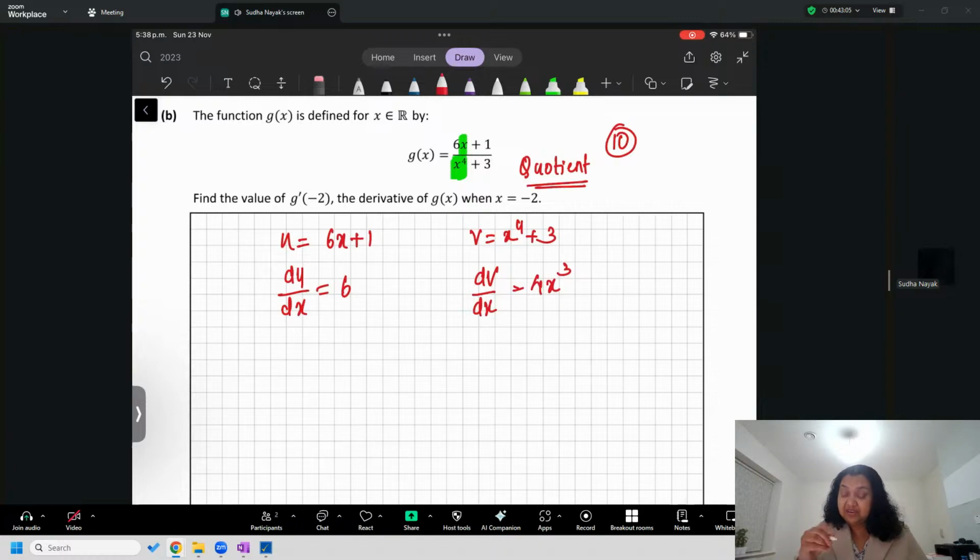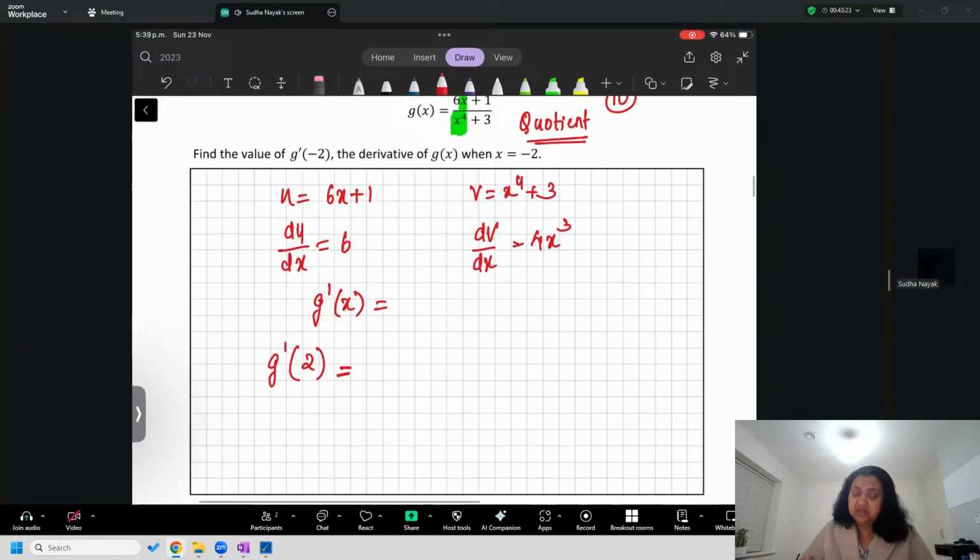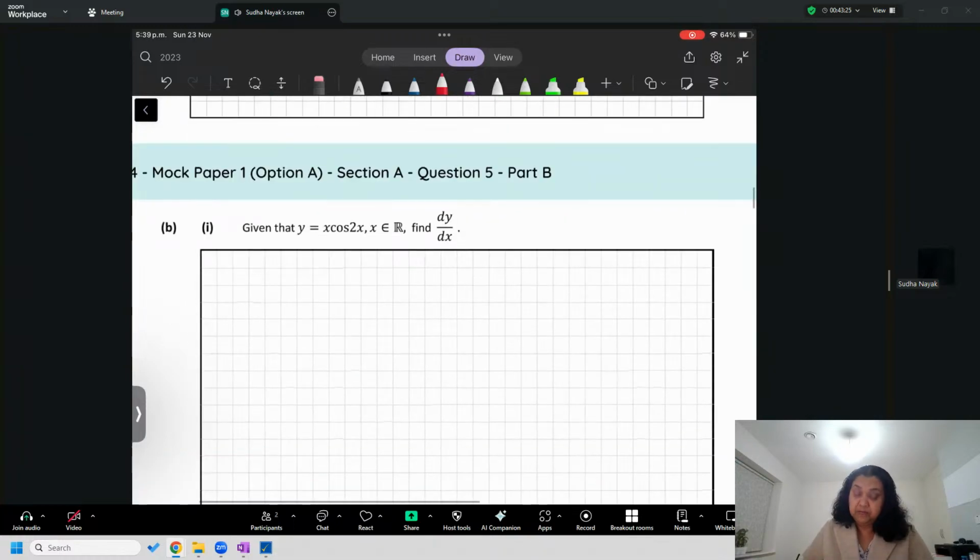Simplify that. And okay, here there is a twist. You have to find g dash of 2. So first you find g dash of x, you will get an equation, and then you sub in the value of 2 over there. And then you will get the final answer and you will be able to write it down. Okay, I'm not doing it because it will take time, but this is how you attempt the question. Next one.